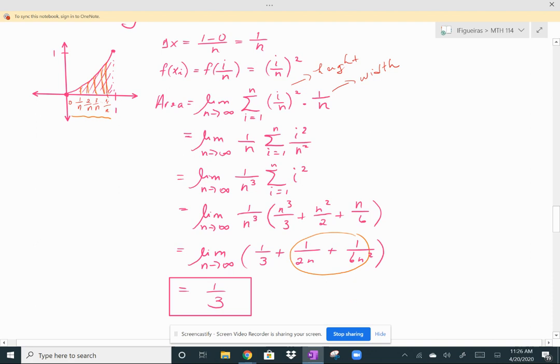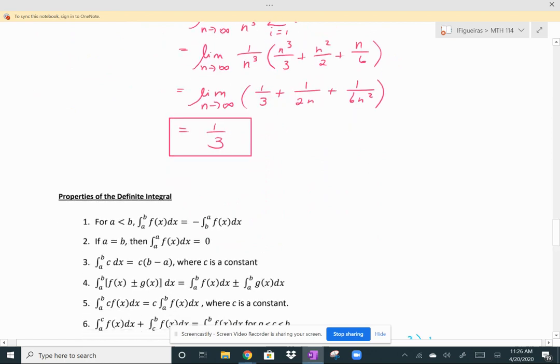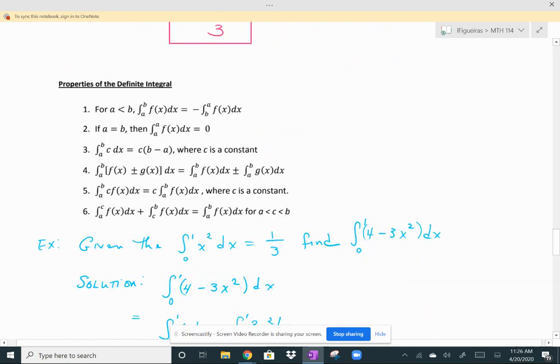So Riemann sums will work. They're just a little tedious because there's some algebra that you have to get through. All right, so here are some properties of definite integrals that will be helpful for you to know.